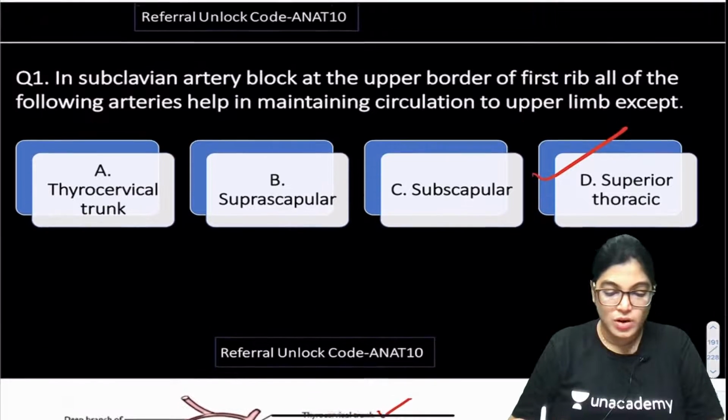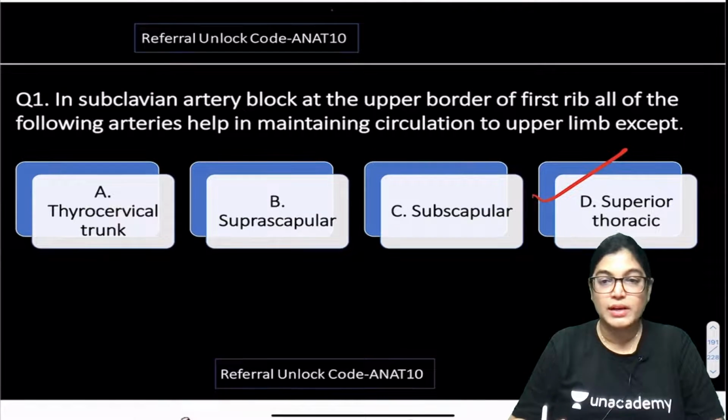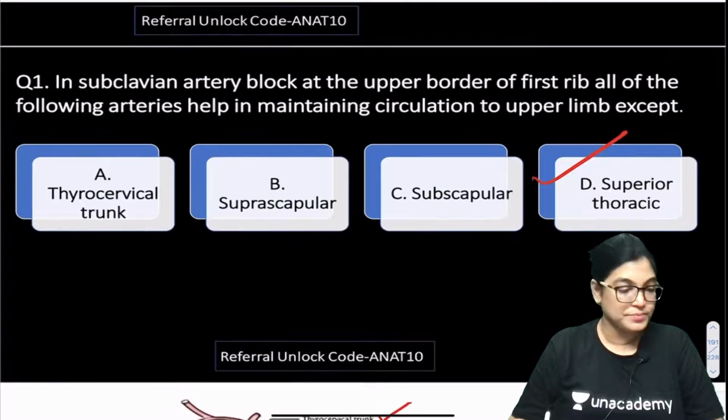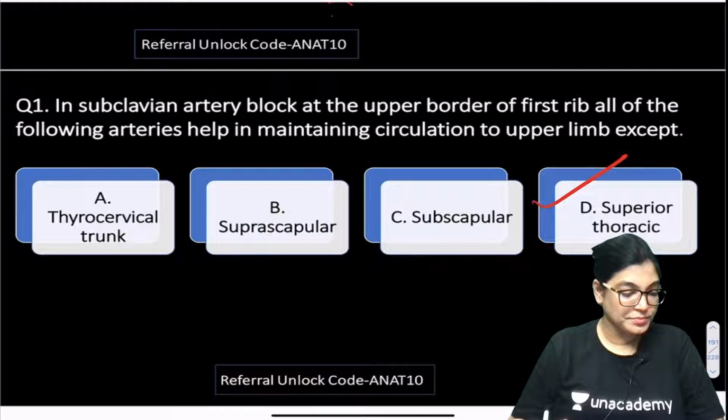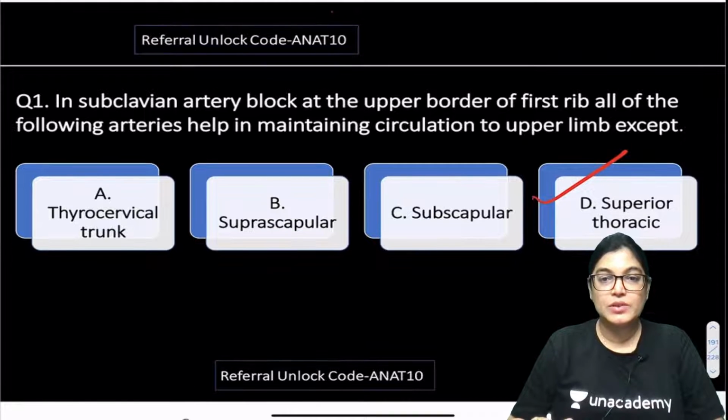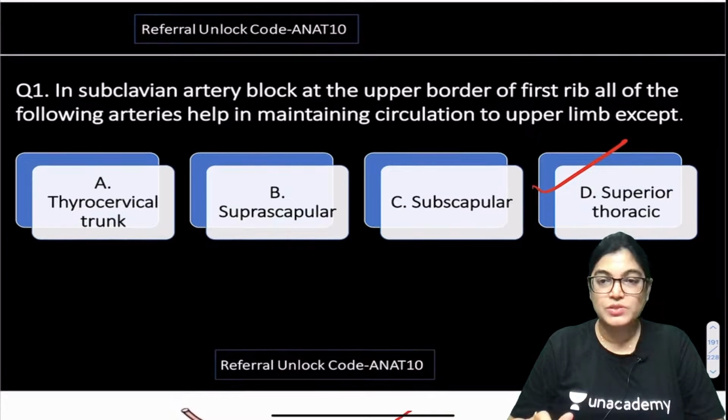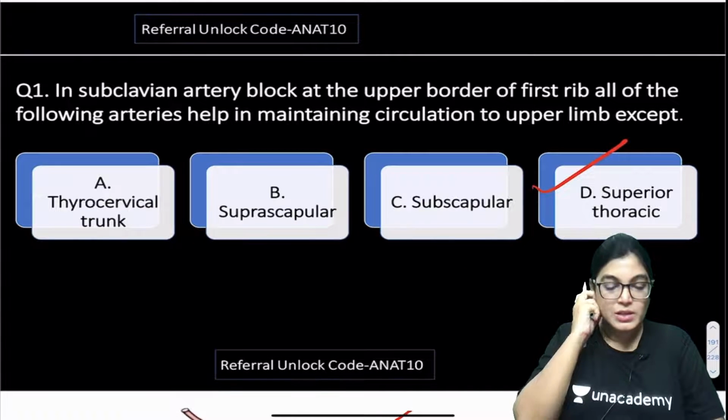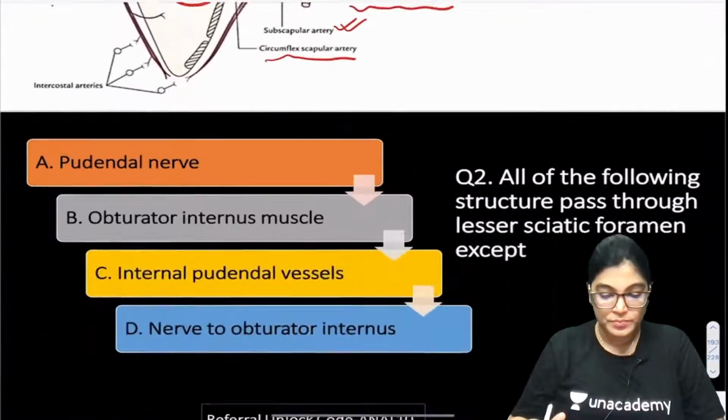Sarans Acharya, is the first MCQ clear to you? Can we move on to the second one? Sarans? Yeah, good evening dear. So this was the first MCQ. I think you have missed this, so once more I am showing you. Let's move on with the second MCQ.